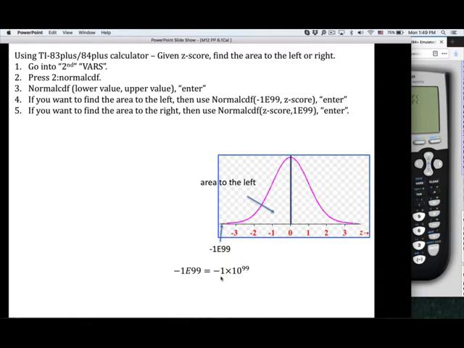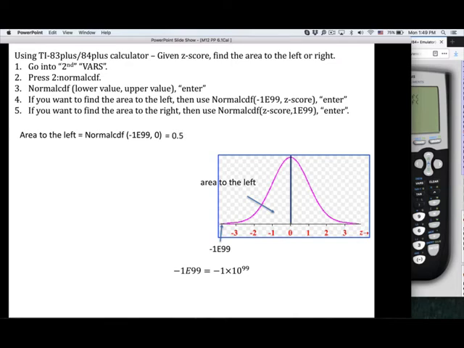So this is a really, really small number, and we're starting from this point. That will be my lower value. Upper value, we're going to stop here, which is going to be equal to 0. Okay, one more time. Normal CDF, the lower value will be negative 1E99 to 0.